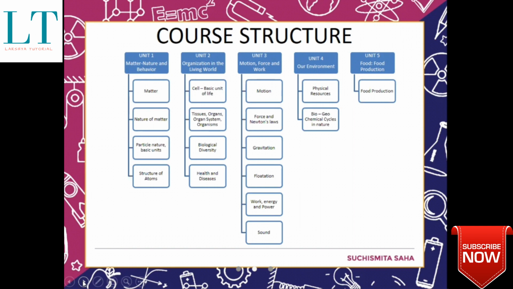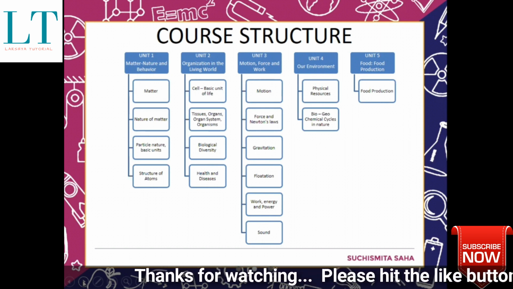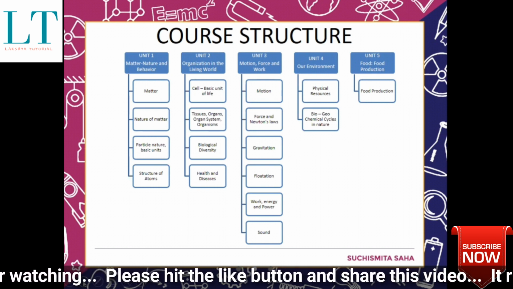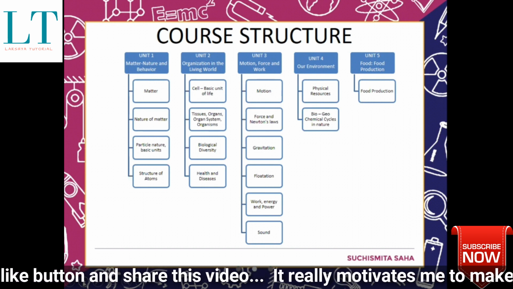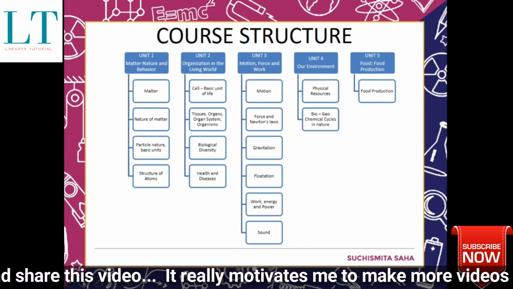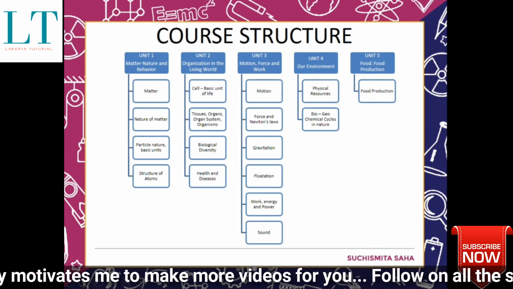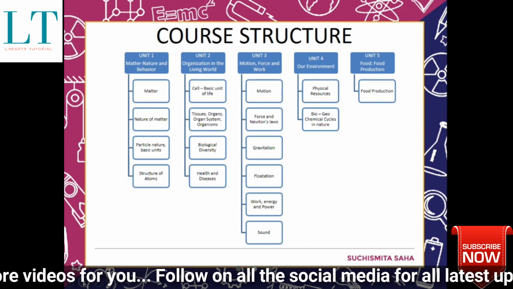Unit 3 is motion, force and work, under which we have the chapters motion, force and Newton's laws of motion, gravitation, floatation, work, energy and power, and sound. Unit 4 is our environment, which has two parts: physical resources and biogeochemical cycles in nature. Unit 5 has only one chapter, that is food production.